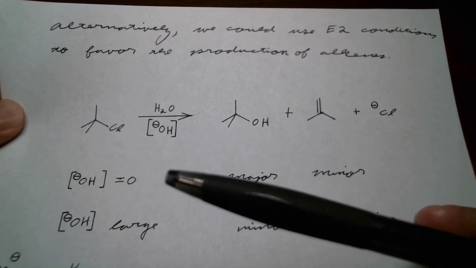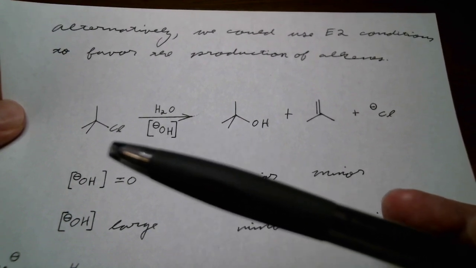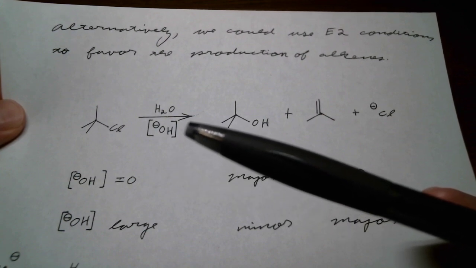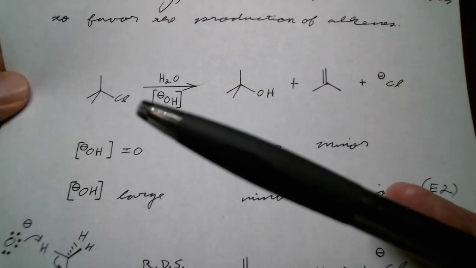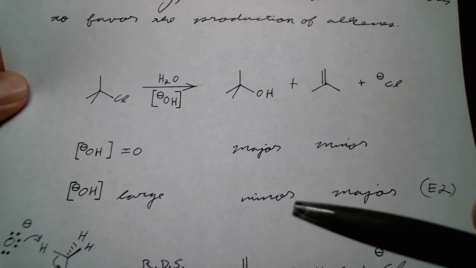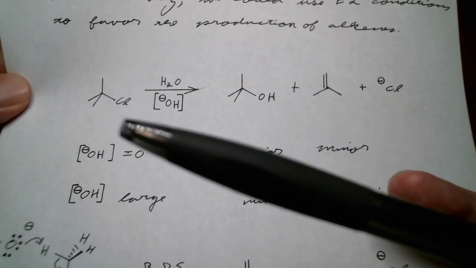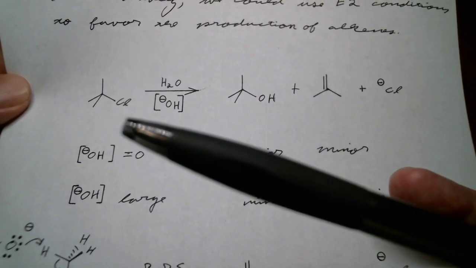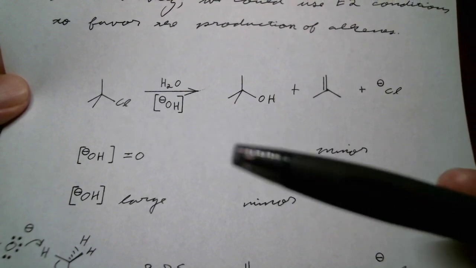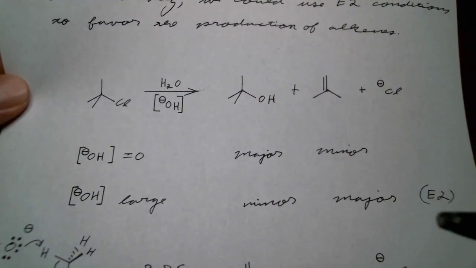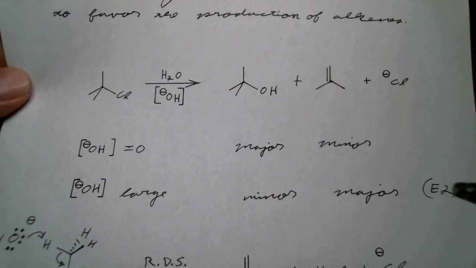However, if instead of having 0 basic conditions to start out with, we start out with a good concentration of hydroxide, so we're putting this in a basic solution of water, then we're not going to wait around and have enough time to go through an SN1 mechanism or form carbocations. That hydroxide is going to bump into this molecule, and we cannot do SN2 because we've got a tertiary carbon that's bonded to our chloride leaving group. Instead, we get an alkene, but now it's coming about through an E2 mechanism.